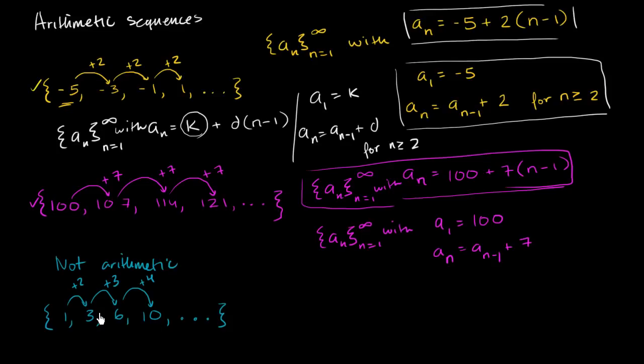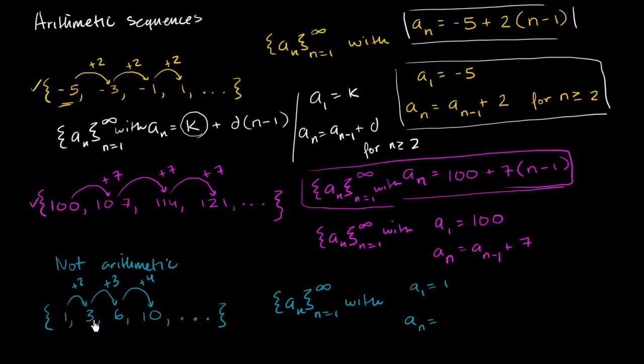But how could we define this, since we're trying to define our sequences? So if we wanted to define it recursively, we could say this is equal to a sub n, where n is starting at 1 and going to infinity. We'll say our base case, a sub 1 is equal to 1, and then for n is 2 or greater, a sub n is going to be equal to what?